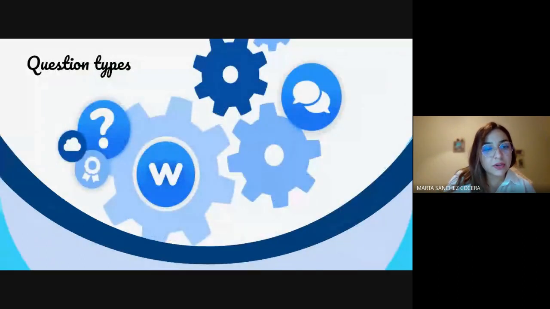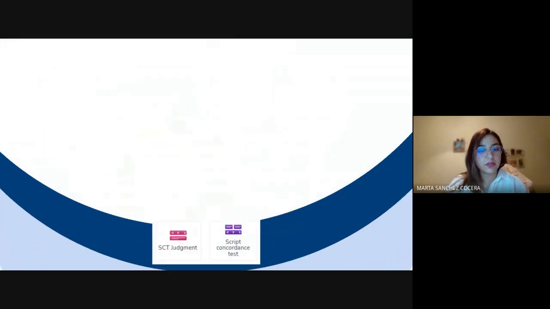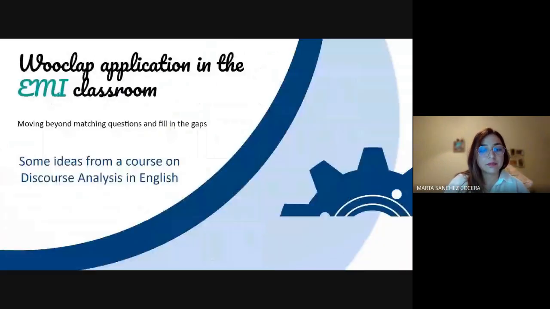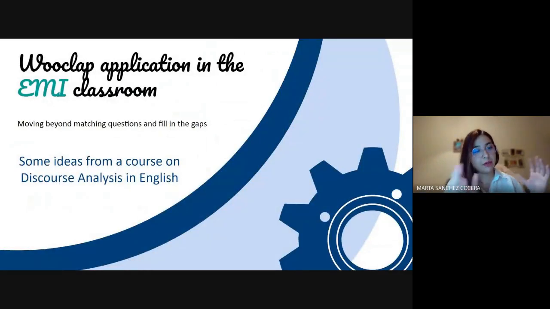And let me show you some of the question types that Wooclap offers. There's 20 of them, 20 functionalities, some more traditional like matching or fill in the gaps. But then we're going to see how we can use some others like find an image or sorting. So let's get started with Wooclap application in the EMI classroom.